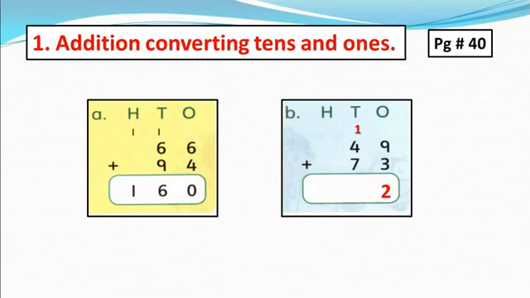Now add these tens. 1 plus 4 equals 5 and 5 plus 7 equals 12. So here we have 12 tens, which means 1 hundred 2 tens. So here we write 2 in tens column and put 100 in hundreds column. Here is only 100. So here we write 100 in hundreds column. So the answer is 122.